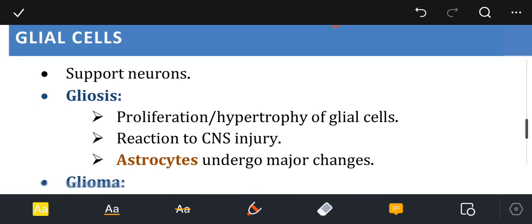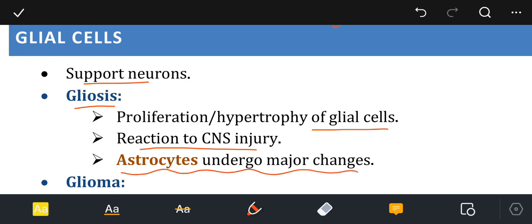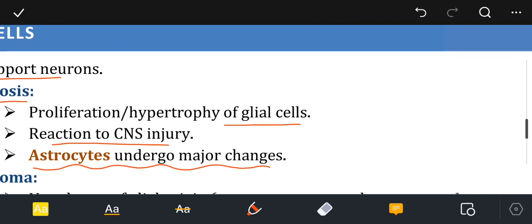Now let's talk about the glial cells. Glial cells support neurons. What is gliosis? Gliosis is the proliferation or hypertrophy of the glial cells, that is a reaction to CNS injury, and astrocytes undergo major changes. So whenever they are talking about gliosis, they are most of the time referring to astrocyte proliferation.